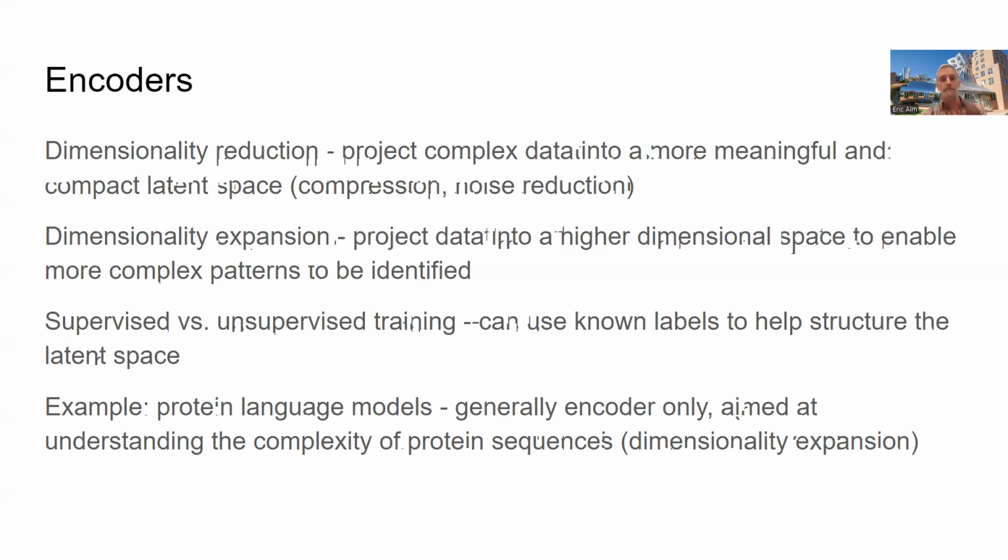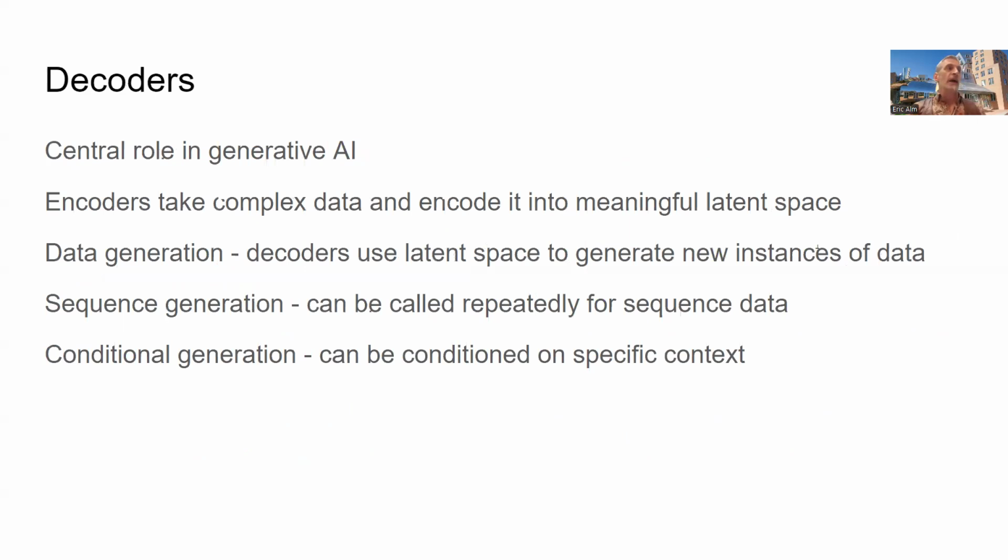Okay. And we can do this in two different ways. If we have labels, so if we have a bunch of images and some of them are labeled cat and some are labeled dog and some are labeled plant, then we can structure our latent space so that we group those together, so we can do supervised training, or we can do unsupervised training and just put all of our data in and generate whatever latent space is most natural for that data. Okay, so that's the encoder.